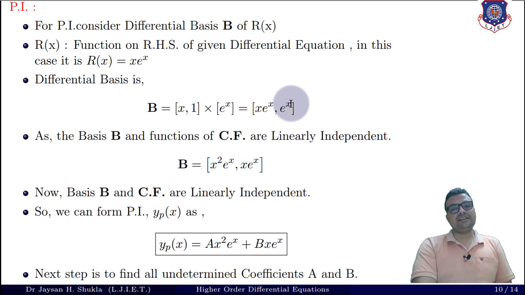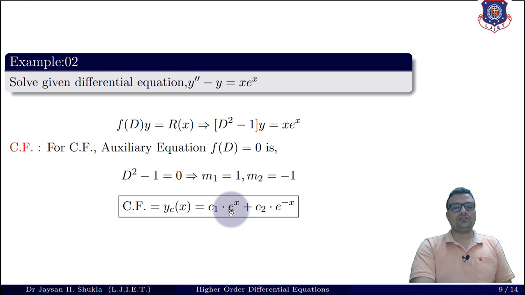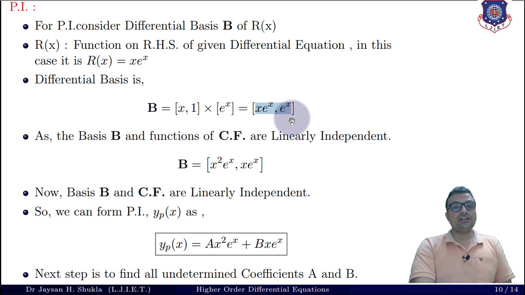Now, let us check whether there is any repetition between these elements and the CF or not. See here, it is e raised to x and e raised to minus x. So clearly we can see that e raised to x is over here, and therefore I need to revise my differential basis. Remember, the rule to revise the differential basis is to multiply all elements with x. So it gives me x square e raised to x, x e raised to x.